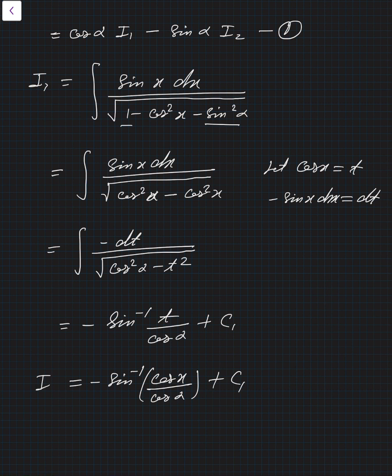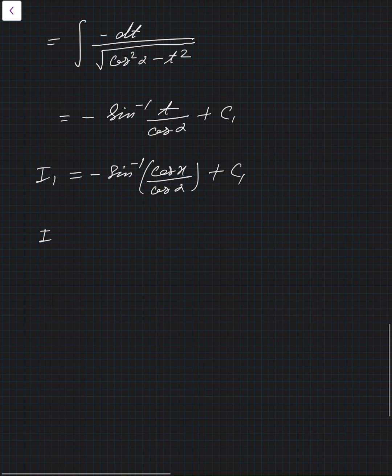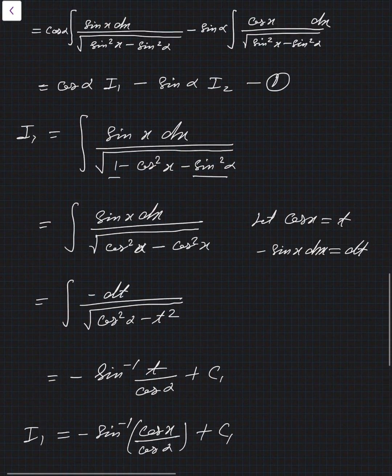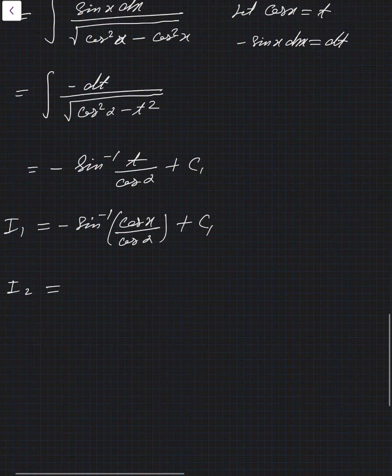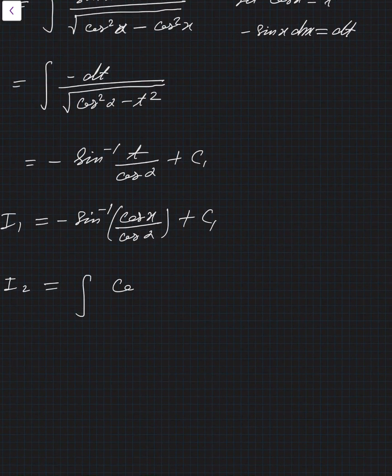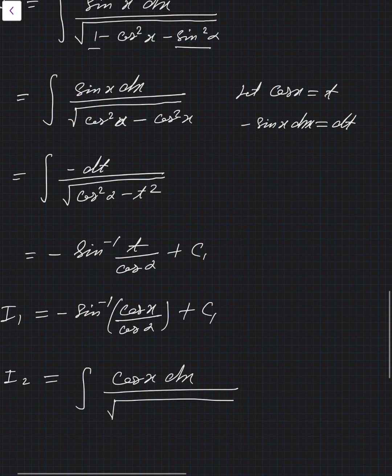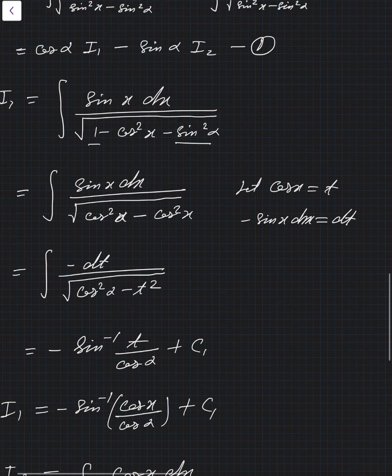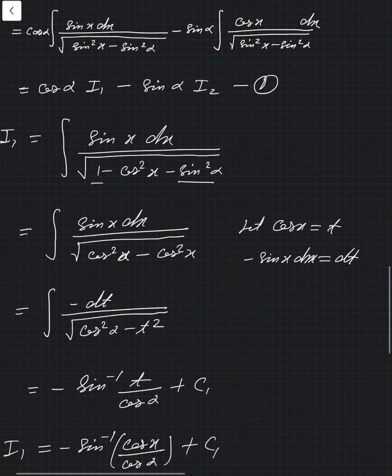Okay, that is I1. Now we have to focus on I2. I2 is basically integration of under root of sin square x minus cos square.